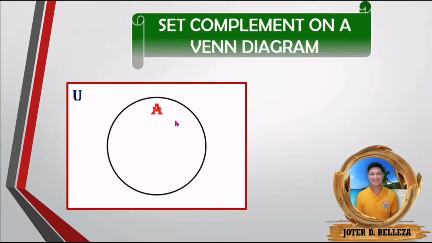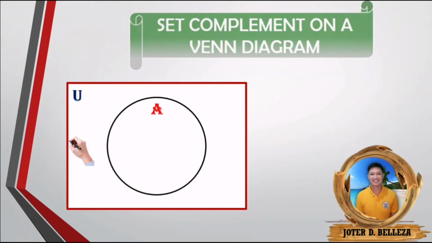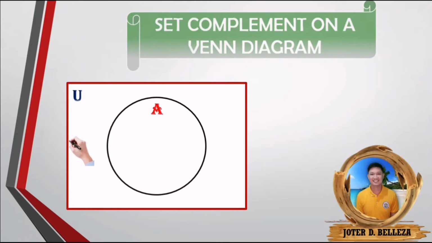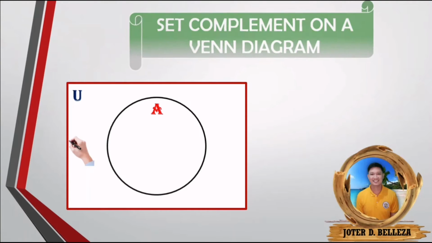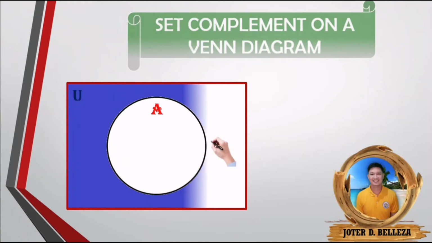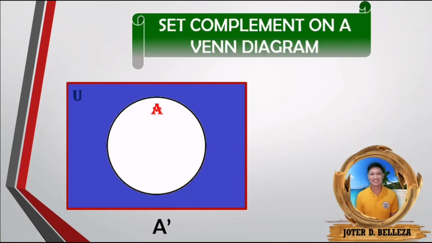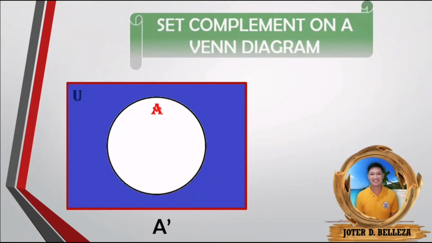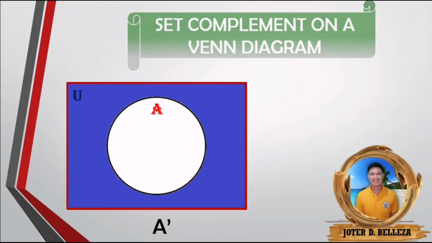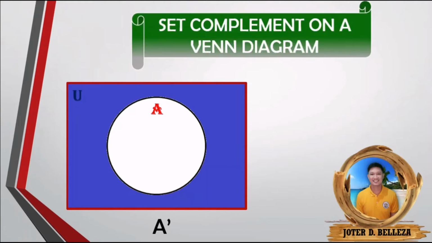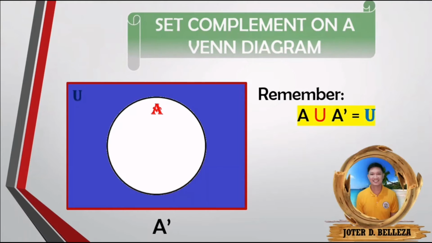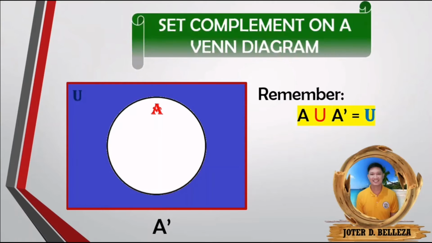So to show its complement, all we have to do is to shade the remaining region of the universal set outside that circle A. By doing so, we can have this. Okay? Now take note that the shaded region of that universal set outside the circle represents its complement. Okay? And always remember this, that the union of set A and its complement is always equal to the universal set.